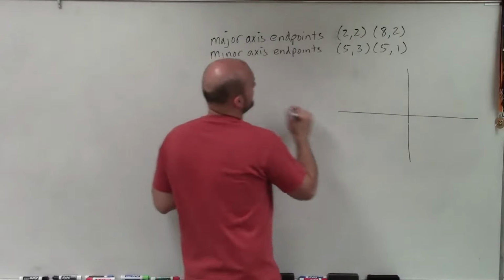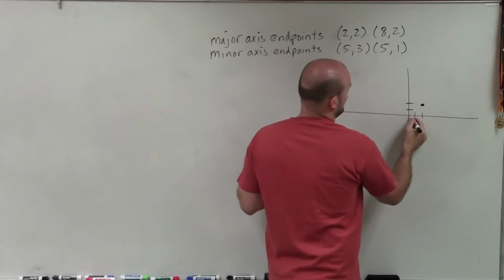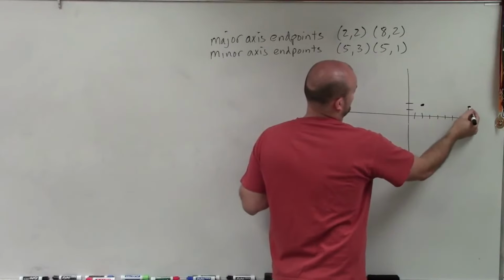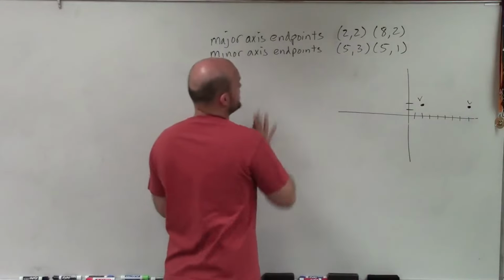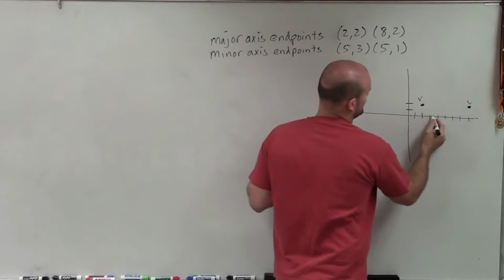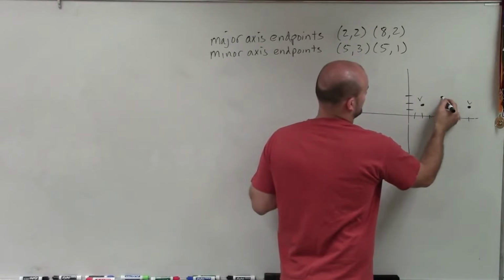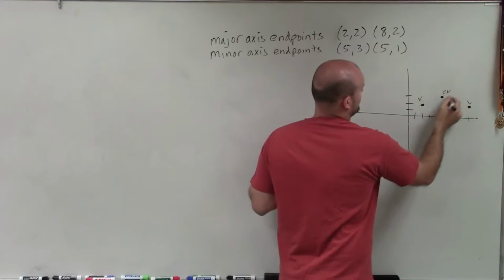So my major endpoints are at (2, 2) and (8, 2). 1, 2, 3, 4, 5, 6, 7, 8, 2. I'm going to label those as vertices. And then my minor axis endpoints are at (5, 3), 1, 2, 3, 4, 5, 1, 2, 3, and at (5, 1). Covertices.